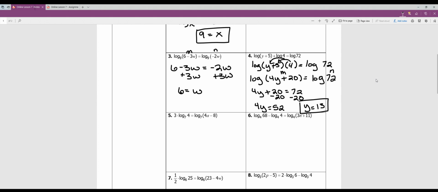Now, if I plug in 6 to the expression for w, to 6 minus 3 times w, that would give me 6 minus 3 times 6, which is 6 minus 18, and that's going to give me a negative number. That's going to give me negative 12. So this is not a solution. So this answer is no solution. And we could also plug it into minus 2w, and we would also get a negative number. So that's an example of one where there is no solution.